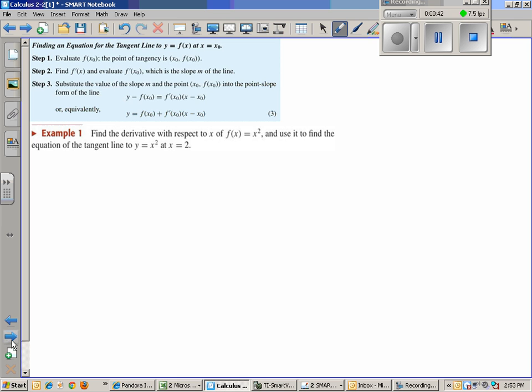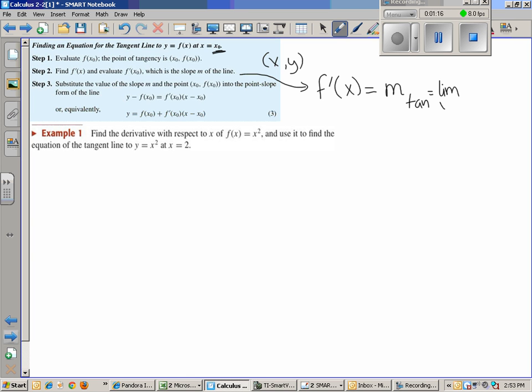So to find the equation of the tangent line to a curve at a point, there's 3 steps. The first thing you're going to need to know is what the point is on the curve. So step 1 is really telling you to find the point x comma y. The second is telling you to evaluate your derivative at that value of x. Remember that that is the slope of the tangent line. We did that yesterday, so we're just going to connect this to yesterday.